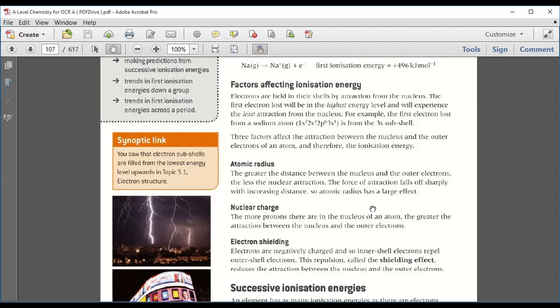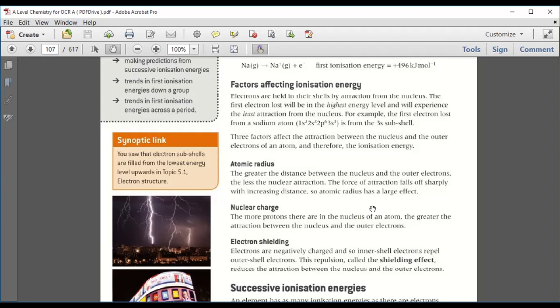So nuclear charge is directly proportional to the number of protons. If the number of protons increases, ionization energy also increases. Clear? So nuclear charge is directly proportional to ionization energy. Got it? Any doubt? Okay. Now, atomic radius.